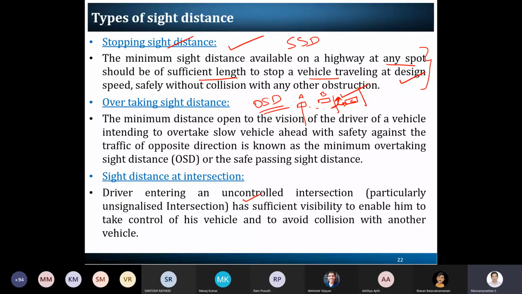Then entering into uncontrolled intersections, where there is no signalized intersection, the driver has to observe what vehicles are coming in that intersection. He has to stop and observe what vehicles are moving on, and according to that he crosses this particular junction. So the sight distance at intersections, how it is visible, is the sight triangle. Accordingly, we make the passing of that particular uncontrolled intersection. That distance is considered the sight distance at intersection.